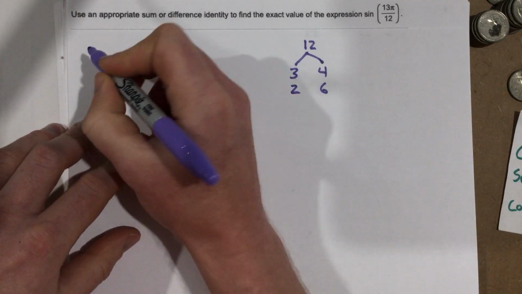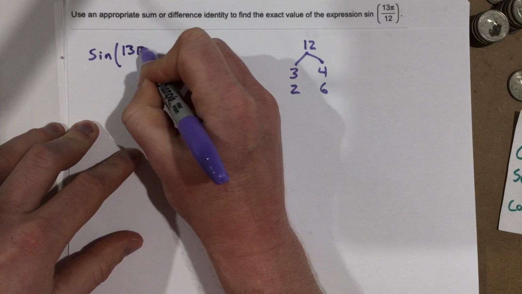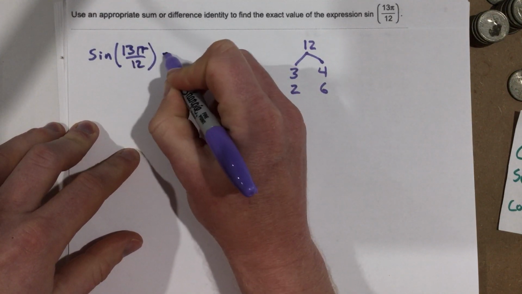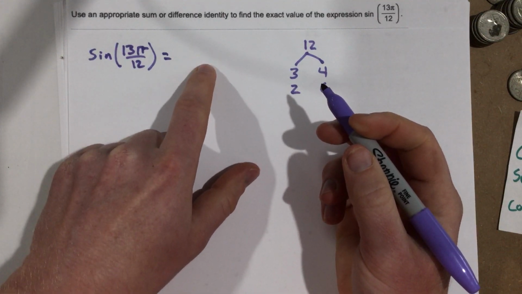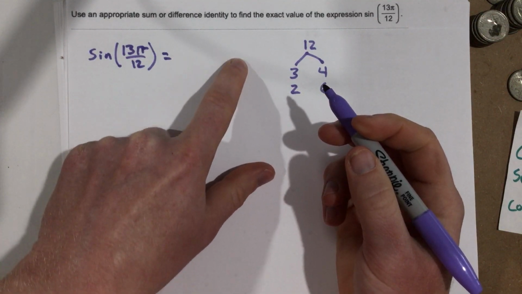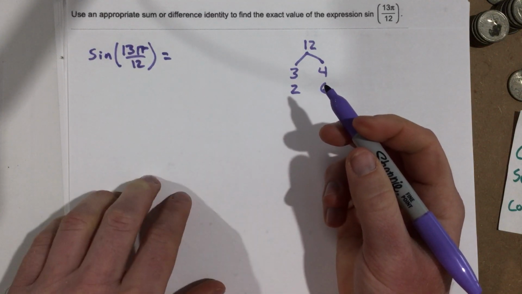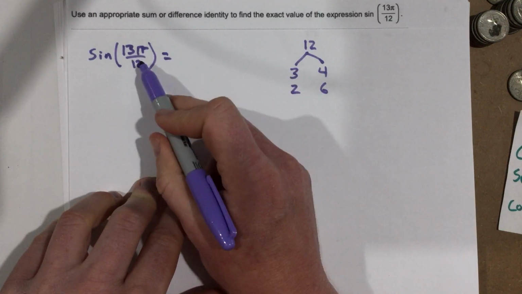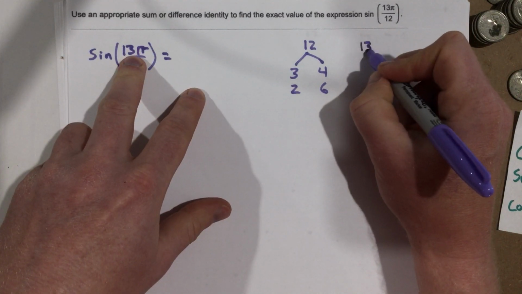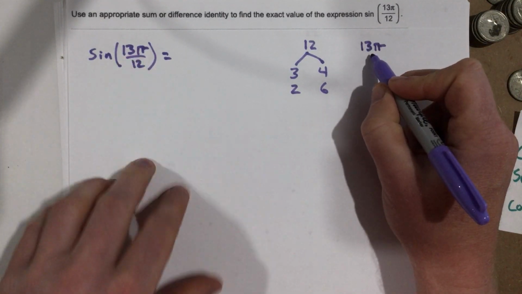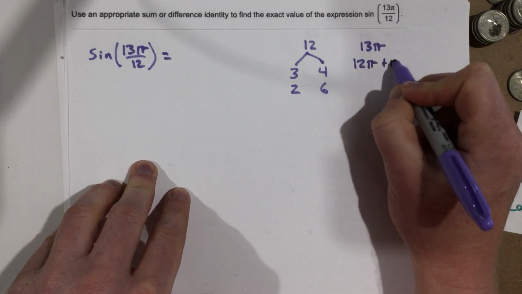Now my goal is to take sine of 13 pi over 12 and rewrite that as sine of some number pi over 12 plus some other number pi over 12. So I'm going to split this into an addition of two angles. So the thing I need to do is look at 13 pi and say, all right, how can I split 13 pi up? Well, I can split it up to 12 pi plus pi.